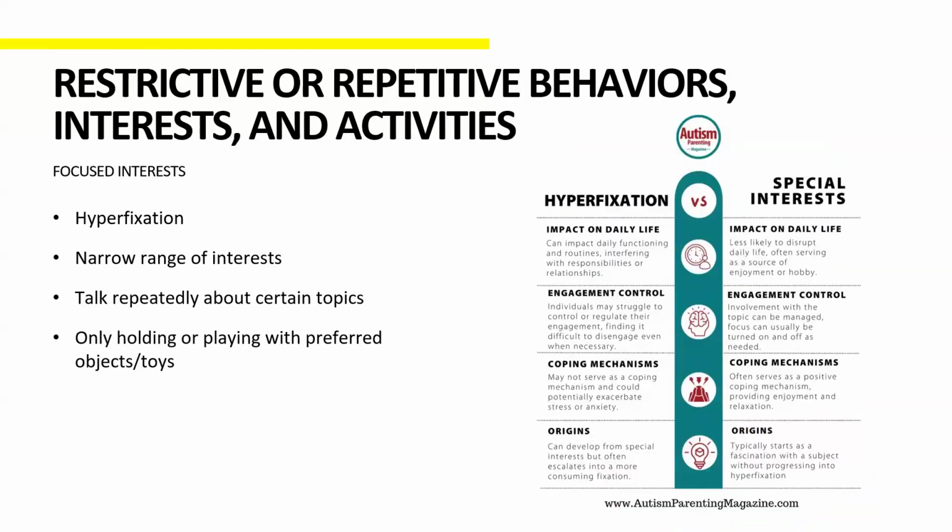When it comes to focused interests, those on the spectrum may become hyperfixated on their preferred topic of conversation or other interests. They often have a narrow range of interests and will talk repeatedly about certain topics. Some on the spectrum will only hold or play with preferred objects or toys. It is not unlikely that autistic individuals use their toys in non-functional ways that are different than the intended use. For example, while a neurotypical individual might use a toy car to drive or crash into another car, a person with autism is more likely to line their cars up or sort them by color or size.